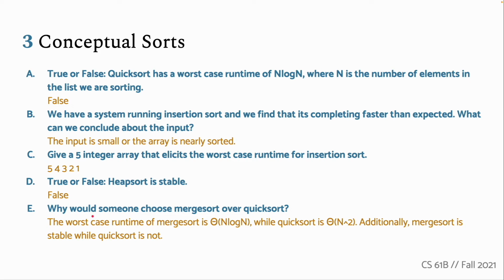And heap sort, this isn't the case because that heapification process kind of mixes everything around. Part E asks, why would someone choose merge sort over quick sort? And the answer is because the worst case runtime of merge sort is always going to be n log n. The best case is also n log n, the worst case is n log n. While quick sort, the worst case is actually theta of n squared. And additionally, merge sort has that stability while quick sort does not. The benefit of quick sort, by the way, is that it is an in-place sort so that you can do it without having to create more arrays.